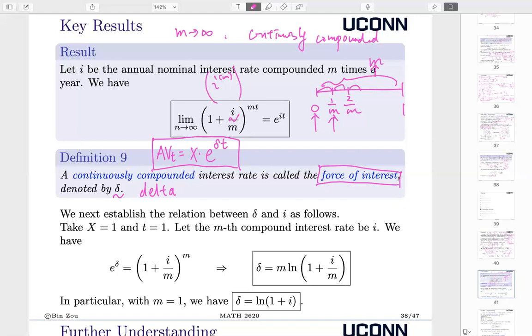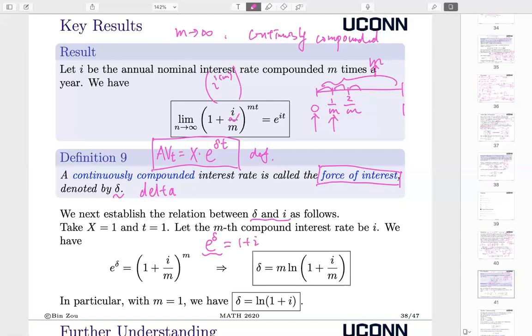Given the force of interest being delta, your accumulated value at time t will be equal to x times exponential of delta t. You can think of this as the definition, and that is something we're going to use in the future. To see the connection between delta and i, we can simply let t be 1. In that sense, this is the total amount, or the AV, of $1 at time 1.